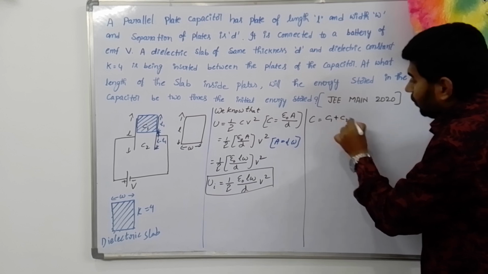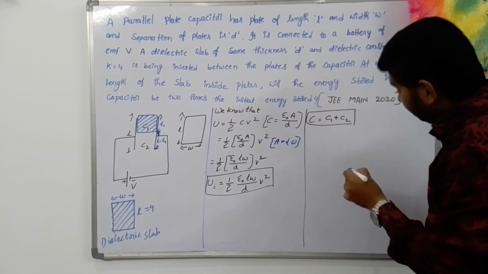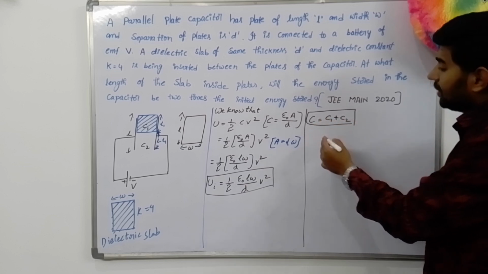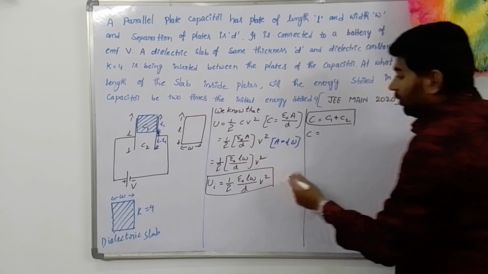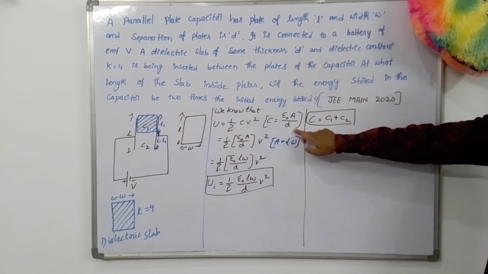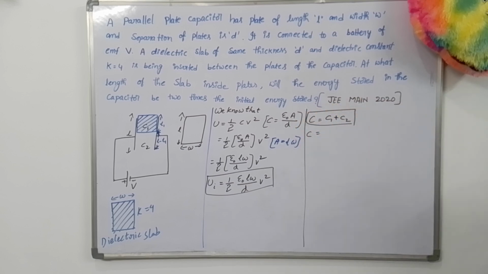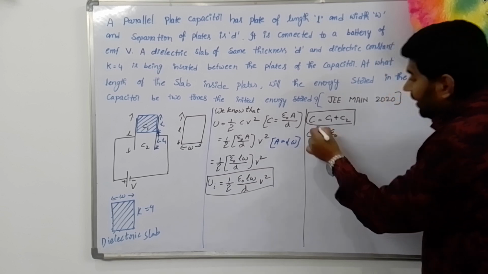C1 plus C2. This is the formula if the capacitors are placed in parallel. C is equal to C1 plus C2. Here, what is C1? C1 is here. We already know the formula, epsilon naught A by D. And here, if there is a dielectric constant, what will it become? It will become K epsilon naught A by D.